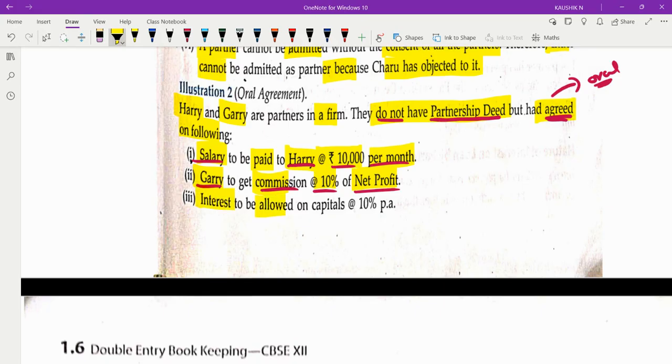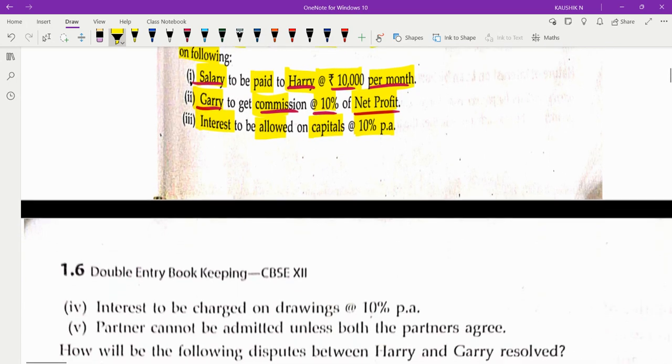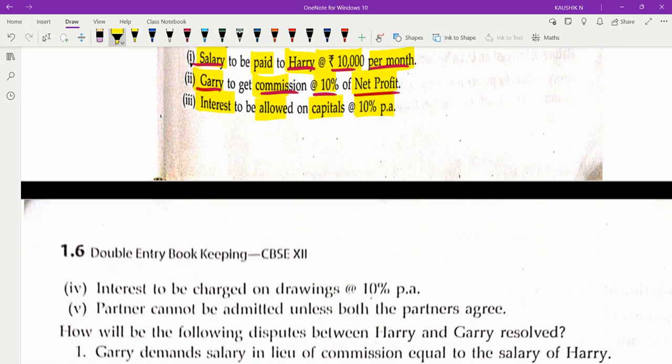Interest to be allowed on the capital at the rate of 10 percentage per annum. So they're talking about interest on capital. Will we allow interest on capital in this case or we won't allow? We won't allow. Okay. Moving on to the fourth question. Interest to be charged on the drawings at the rate of 10 percentage per annum. So interest to be charged on what? Drawings, 10% per annum. Whether it will be allowed or it won't be allowed. Okay, won't be allowed. Fine.